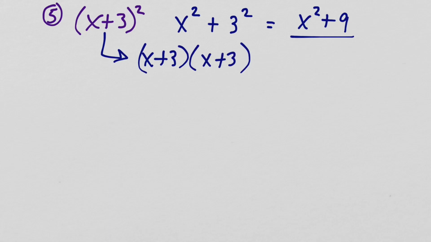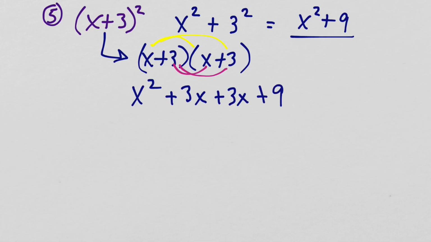So now we use FOIL, or the repeated distributive property, and we're going to say x multiplies to both. We're going to say the 3 multiplies to both. So in the end, what we get here is x times x is x squared. The x times the 3 is 3x. On the inside, the 3 times the x is also 3x. And then 3 times 3 is 9. So, special case, because of the square.